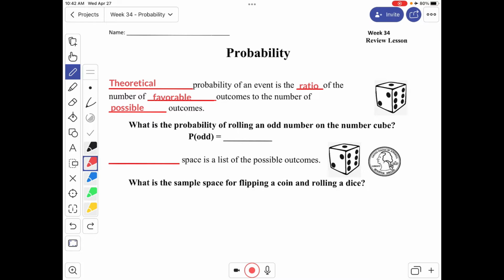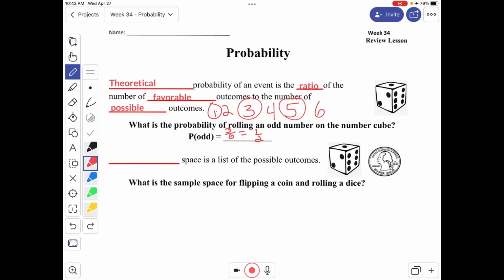The question asks, what is the probability of rolling an odd number on the number cube? Well, what numbers are on the number cube? And which ones are odd? So there's 3 odds out of 6 sides. And that simplifies to 1/2. So the probability of rolling an odd number on the number cube is 1/2.